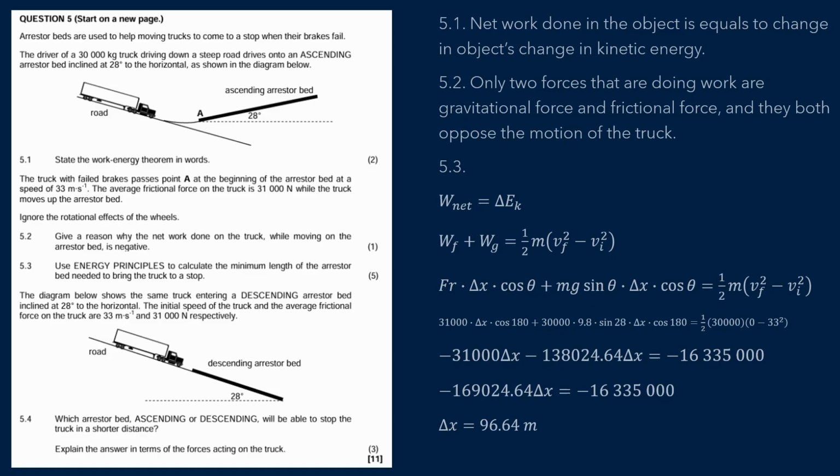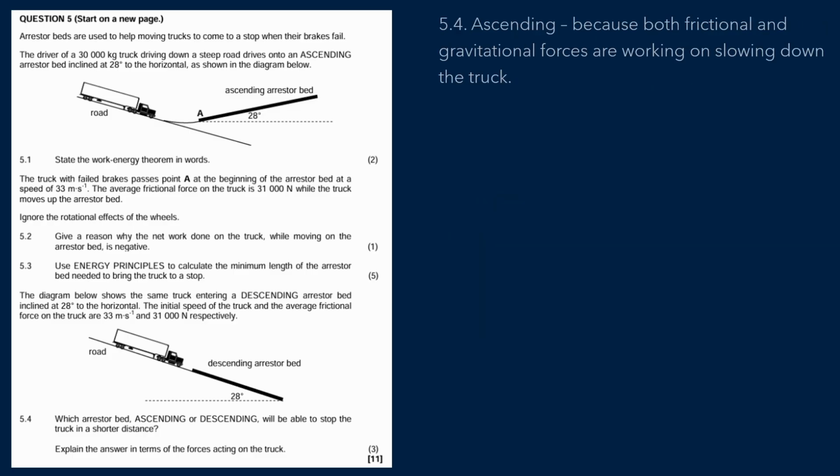Moving on to the last question, which is 5.4. It states, which arrestor bed, ascending or descending, will be able to stop the truck in a shorter distance? Explain the answer in terms of the forces acting on the truck. And that is simple. The ascending bed, because on the ascending bed, two forces are working on slowing the truck down. That is the gravitational force and frictional force.